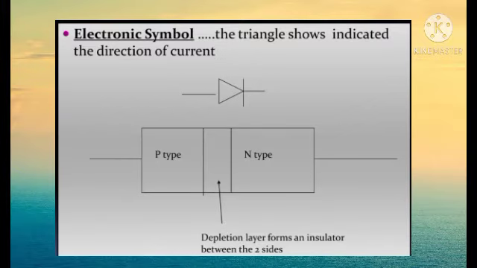The figure shows the electronic symbol of diode. The triangle shows the direction of current. The second diagram shows the construction of PN junction diode.